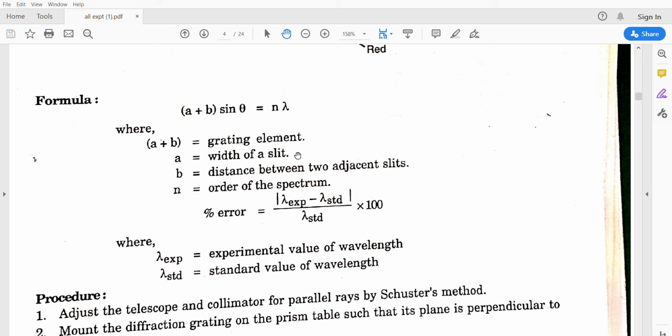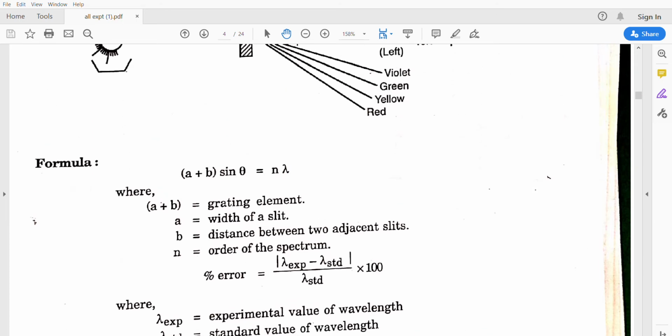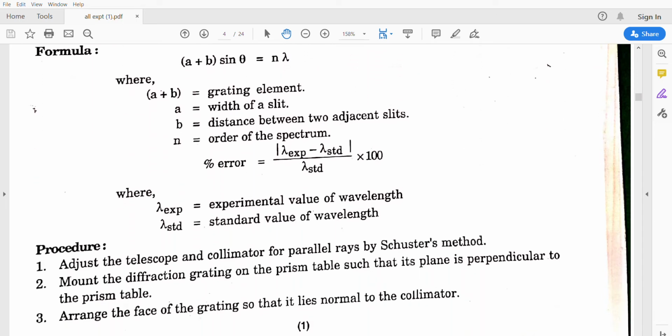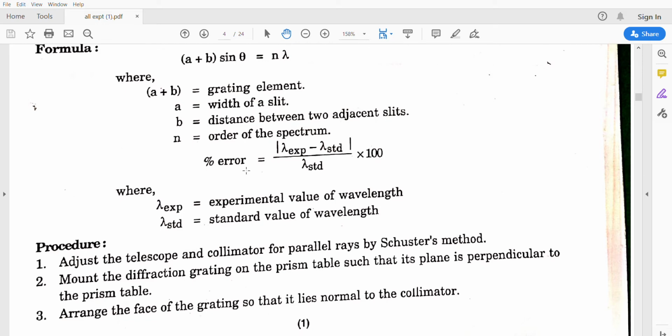So from that we need to calculate the wavelength of the red, green, yellow and violet, and after that we need to calculate the percentage error. We know that the standard values of these colors, so we need to compare the experimental values with the standard values of the wavelengths, and we need to calculate the percentage error also, where here lambda experiment is the experimental value of the wavelength. Lambda is the standard value of the wavelength.